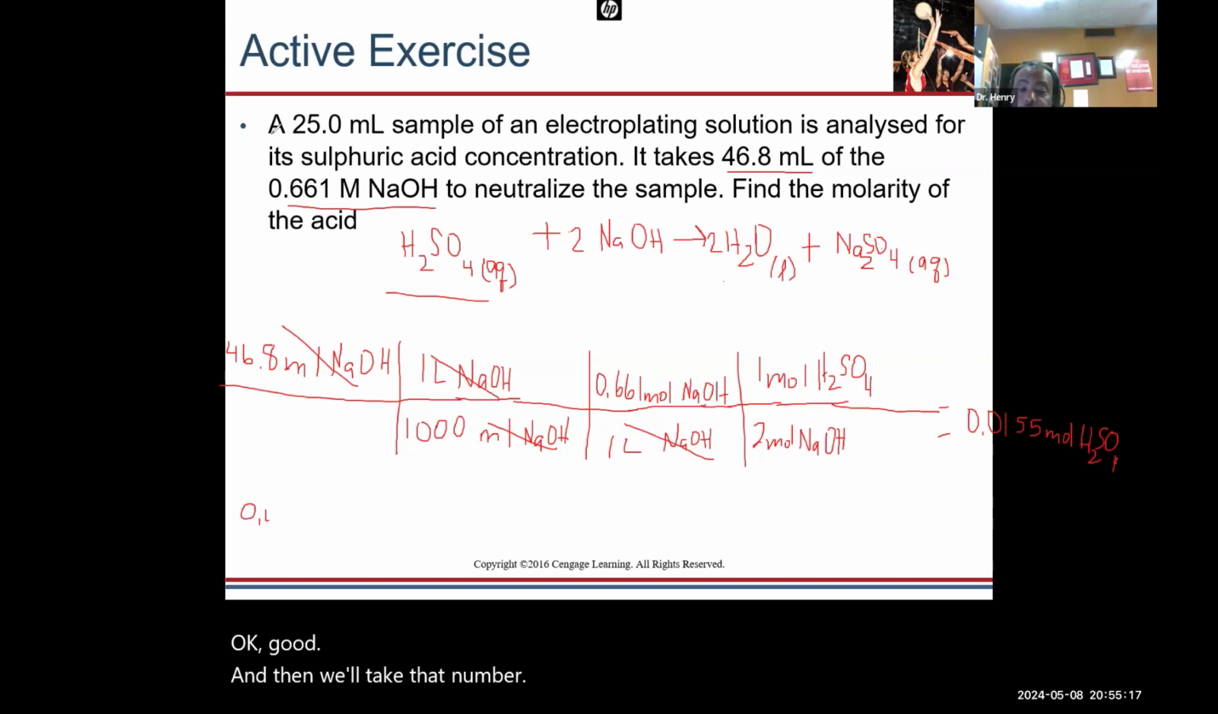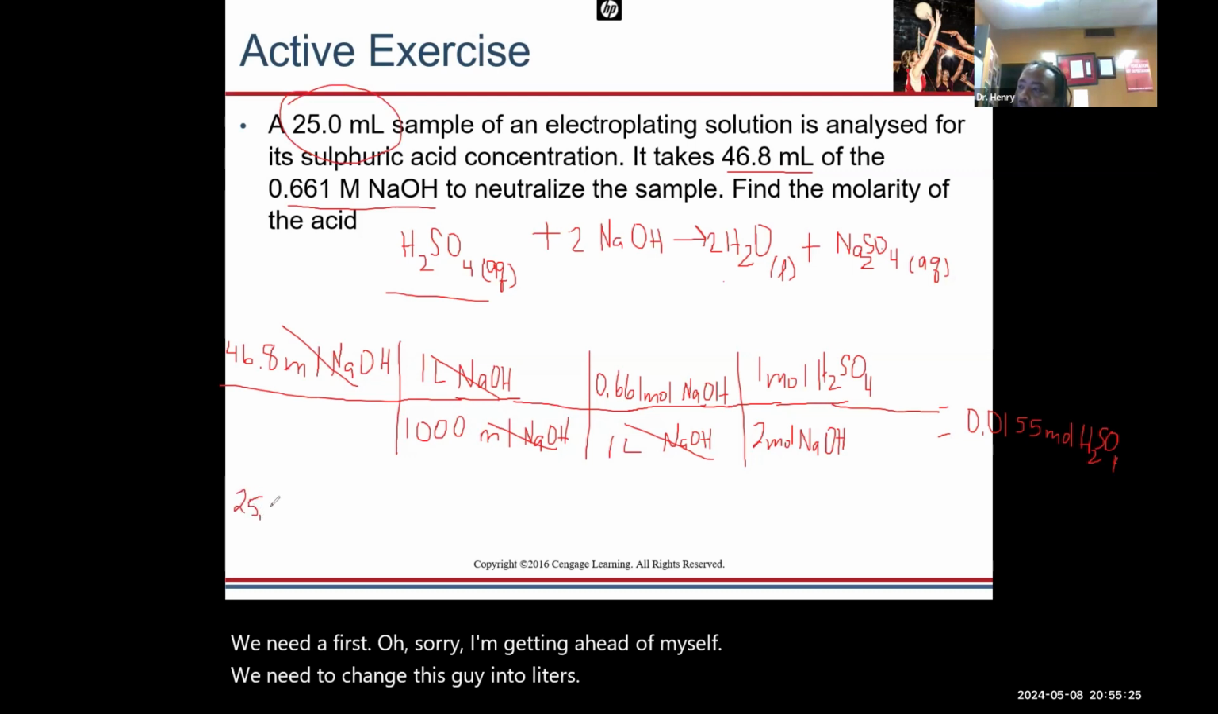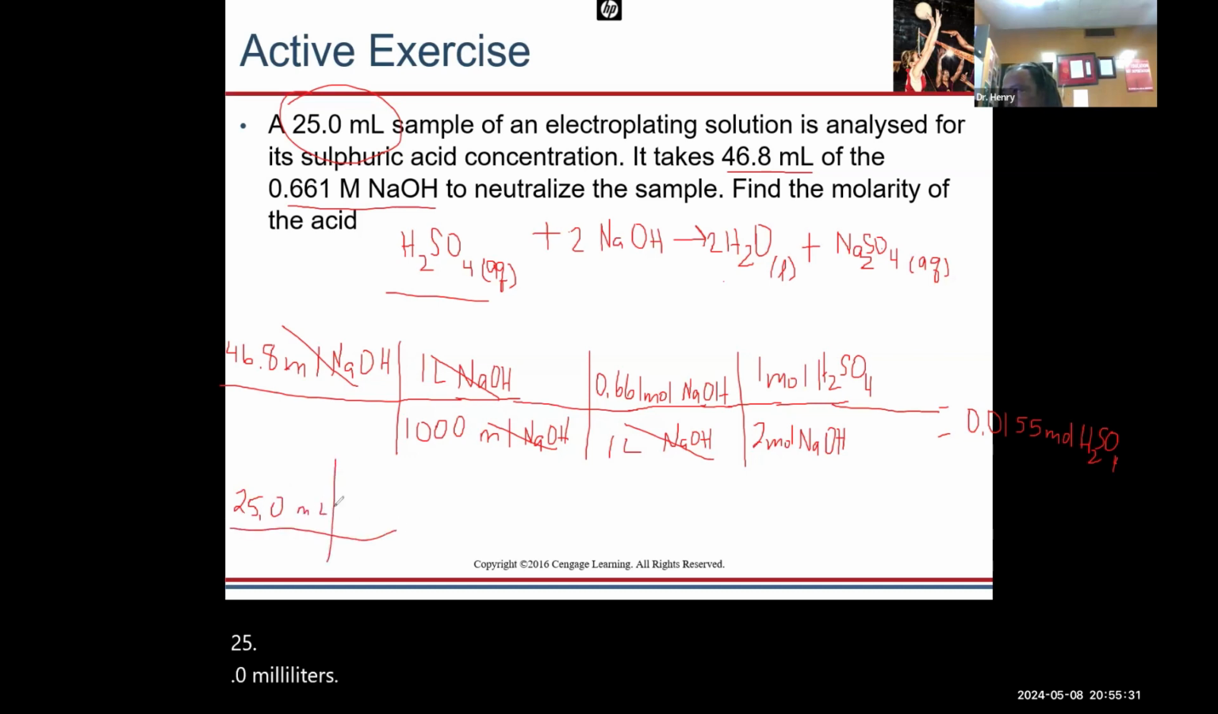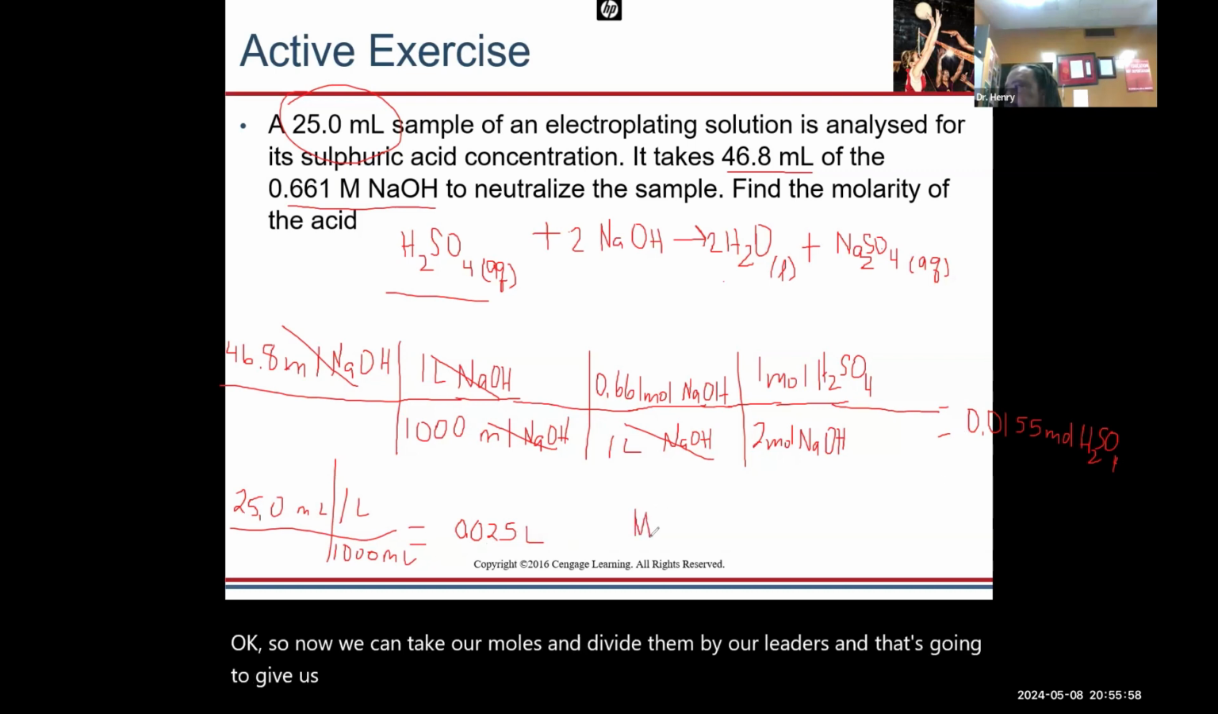We need to first, oh, sorry, I'm getting ahead of myself. We need to change this guy into liters. 25.0 milliliters. So for every 1,000 milliliters, we get 1 liter. That's going to be 0.025 liters. Okay, so now we can take our moles and divide them by our liters. That's going to give us our molarity.